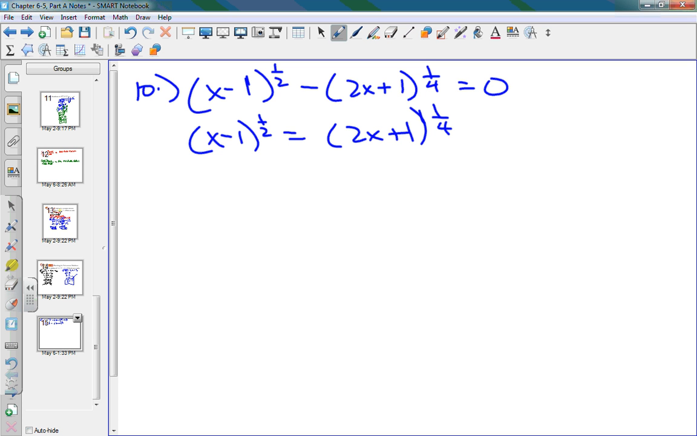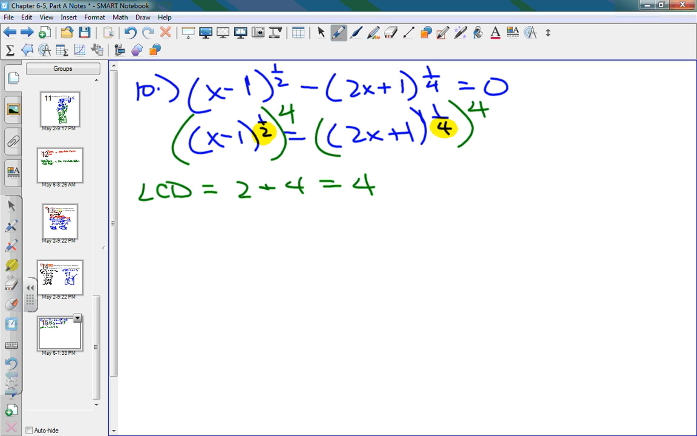Now, what you're going to do is find the LCD between your denominators. My denominators are 2 and 4. So what's my LCD between 2 and 4? That's going to be a 4. Now, if you had numerators, you'd have to do the same thing. Let's say we had 2/3 and 4/7. You have to find the LCD between the numerators and the LCD between the denominators. You with me? And that's what you multiply by. So we're going to raise this to the 4th power on both sides.